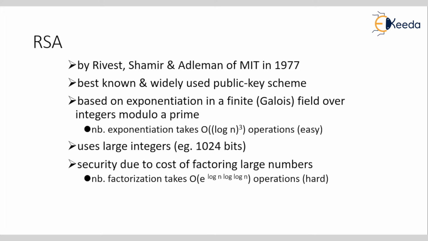Security is due to the cost of factoring large numbers. Factorization of large numbers is needed here, and therefore it requires heavy mathematical computations, which enhances the security of the RSA algorithm. Factorization takes O of E log n operations, which then becomes difficult for the attackers to find out the keys.